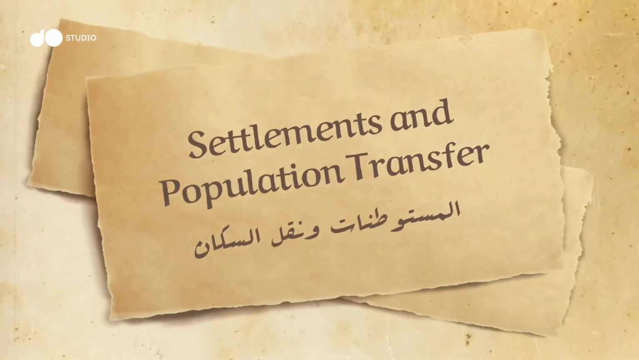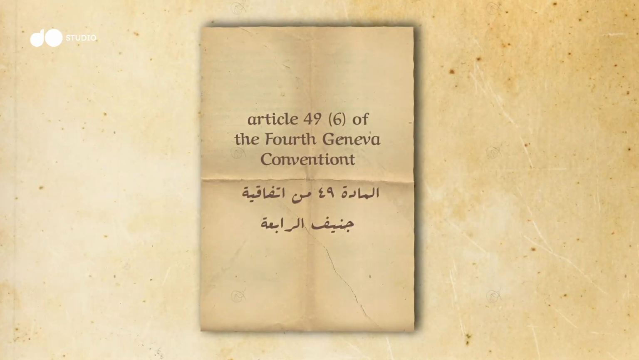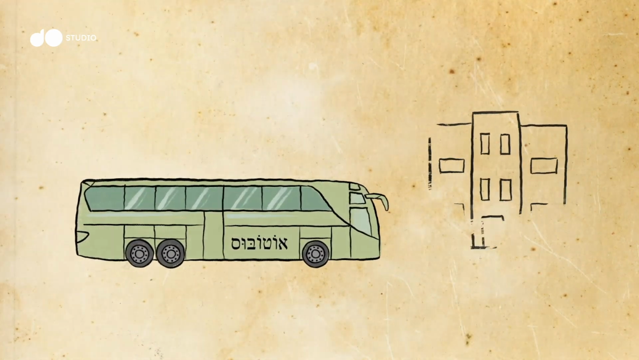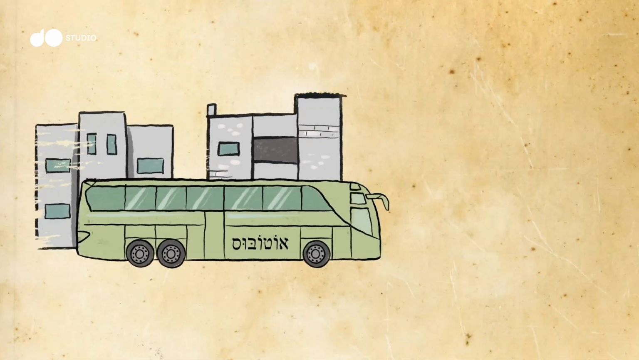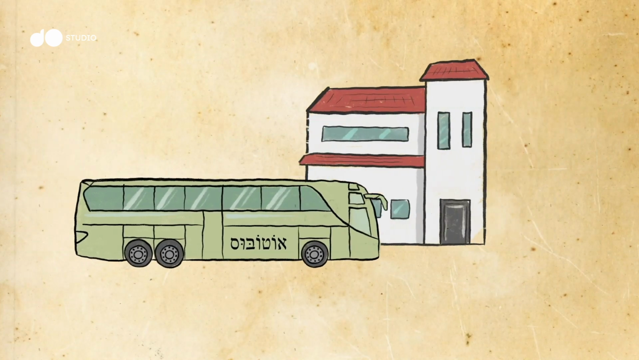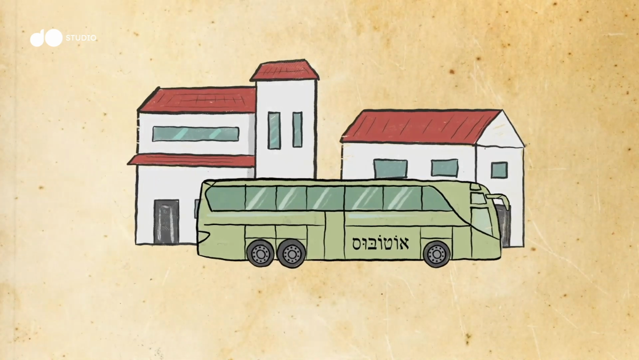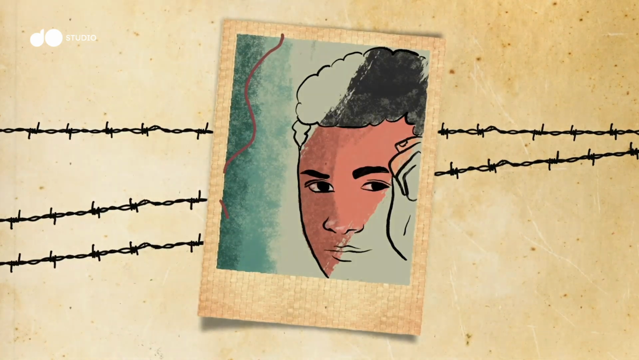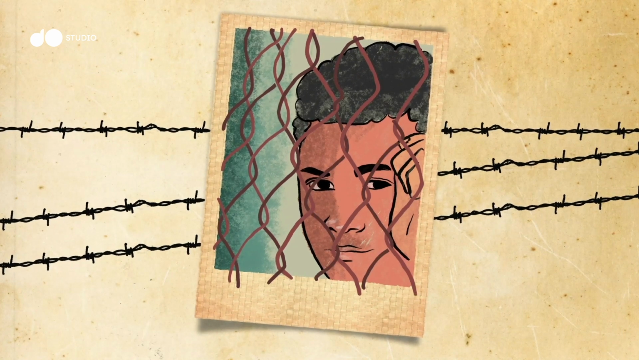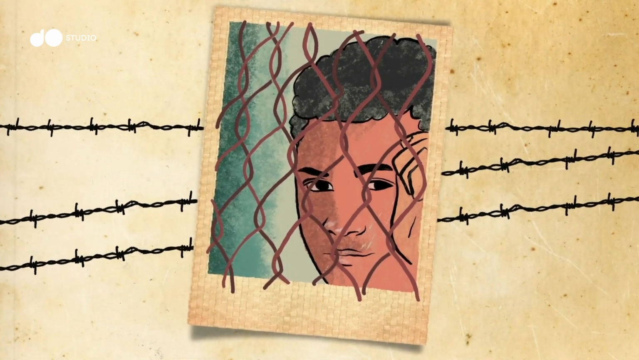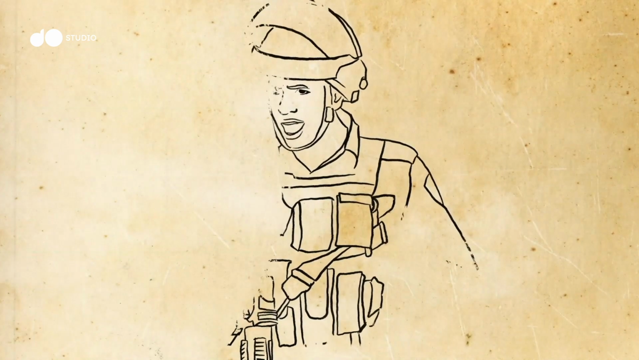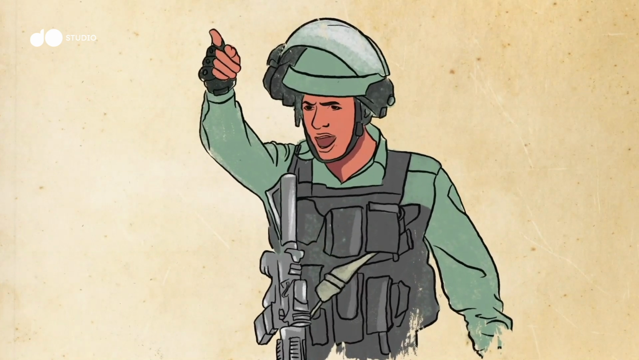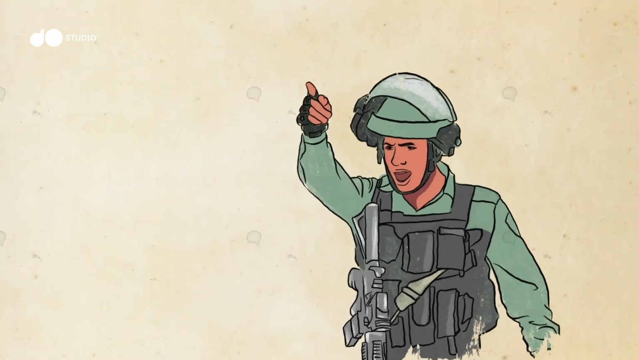Settlements and population transfer. Through its settlement enterprise, Israel has violated Article 49 of the Fourth Geneva Convention, which prohibits the occupying power from transferring its own civilians into the occupied territory. Such a practice amounts to a war crime under the Rome Statute of the International Criminal Court. Israel, since the start of its occupation in the OPT, has created a coercive environment for the Palestinian occupied population, denying them most of their human rights through a system of discriminatory military orders, resulting in the displacement of thousands of Palestinians.